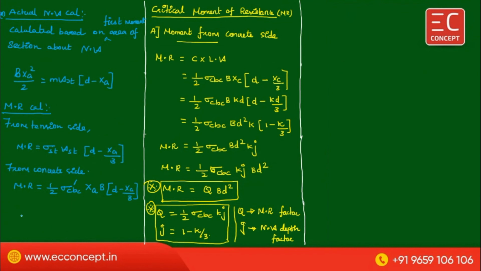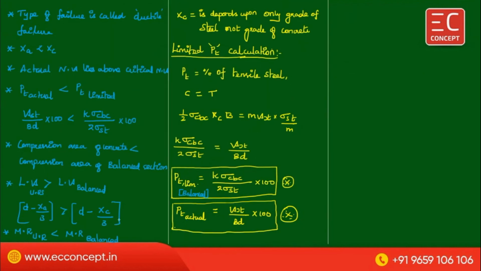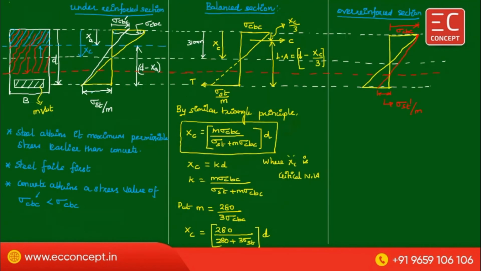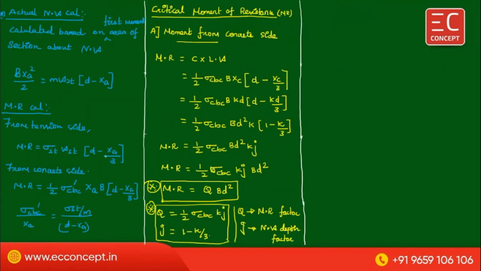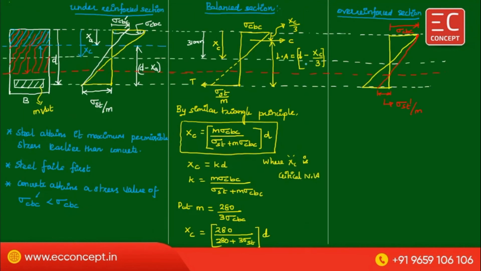So here this sigma CBC dash is calculated based on similar triangle principle. For XA, your value is sigma CBC dash, but for D minus XA, your value is sigma ST divided by M. Okay, so in this diagram, for D minus XA, your value is sigma ST by M. For XA, your value is sigma CBC dash, and everything you know, you substitute, you will get sigma CBC dash. Okay, so this is about the under reinforced section.